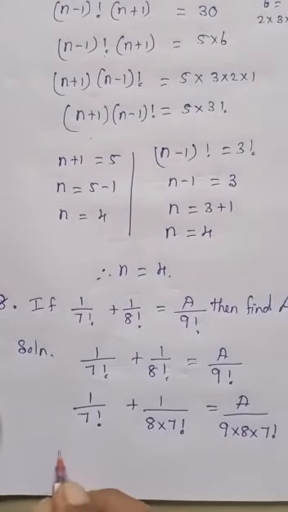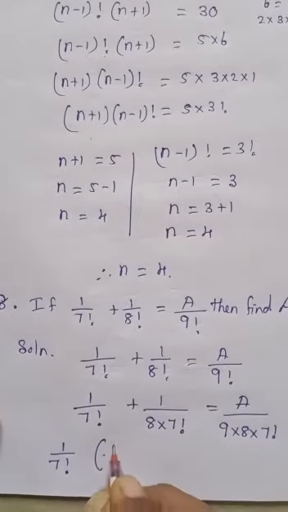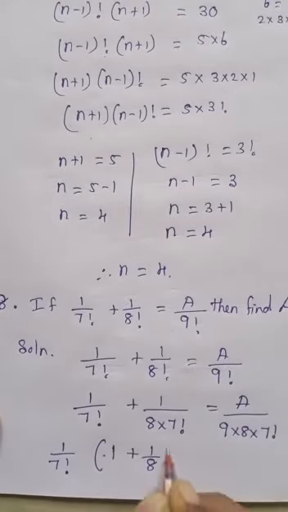See, in this I am taking 1 by 7 factorial outside. So we may get 1 plus 1 by 8.